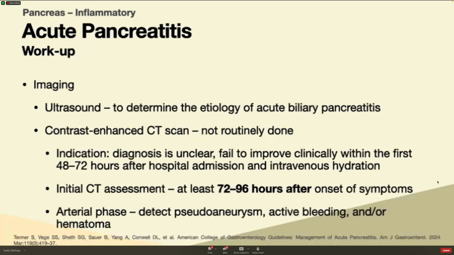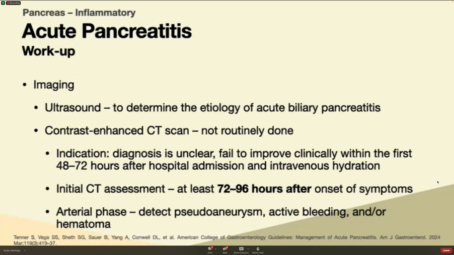For the imaging, we can request an ultrasound just to determine if the etiology is acute biliary pancreatitis, and also a contrast-enhanced CT scan, though this is not routinely done. If you plan to do a contrast-enhanced CT scan, this is usually done at least 72 to 96 hours after the onset of symptoms. This is because if you do the CT scan too early, you might underestimate the extent of the pancreatic or peripancreatic necrosis.